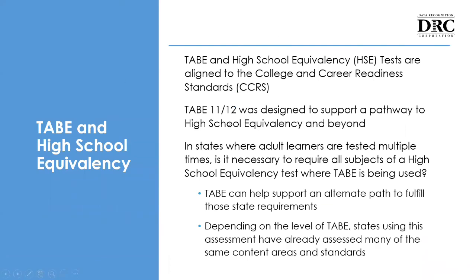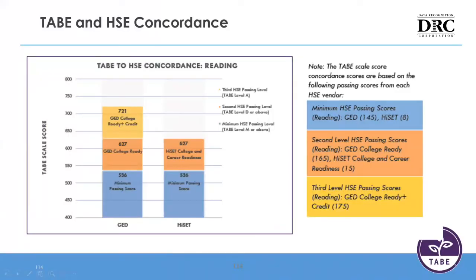Part of the research that we talked about was our high school equivalency, when we talked about aligning to other resources and aligning to AccuPlacer or WorkKeys or our research projects that we want to do. But we have completed the high school equivalency alignment. And that alignment allows us to have guidelines for recommended testing for high school equivalency. So we had students take TABE and then take the high school equivalency test within a relatively short amount of time. And what it showed was for reading that a student that gets a 536 on TABE level M or above has a strong likelihood of passing the high school equivalency test at the minimum requirements. So for the GED, that's the 145.